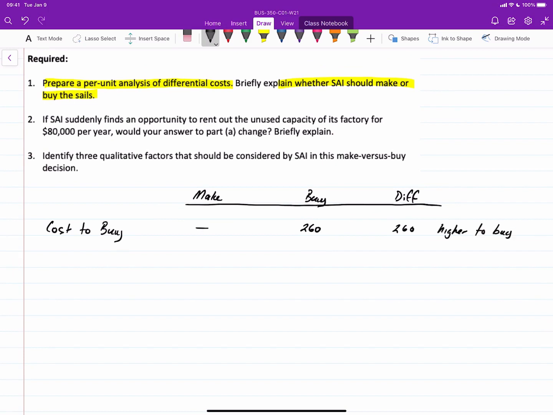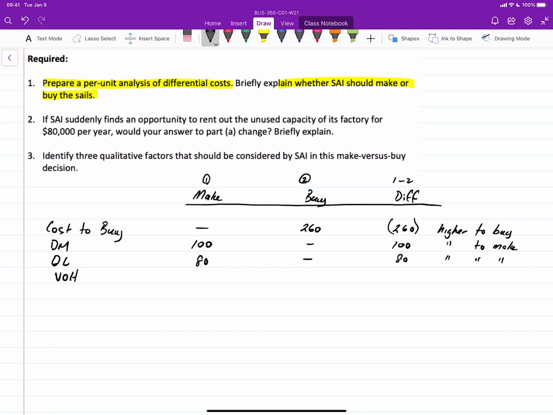And then if I start dealing with my variable costs that are associated with making it, we have direct materials, which is $100 per unit to make and $0 to buy. This means that the cost to make is higher than the cost to buy, so higher to make. We have direct labor and variable overhead. We know that if we make the product, we'll incur $80 in direct labor, no labor to outsource it. So this would be a difference of $80 higher to make. And actually, if we take option 1 minus option 2, then this would be a negative.